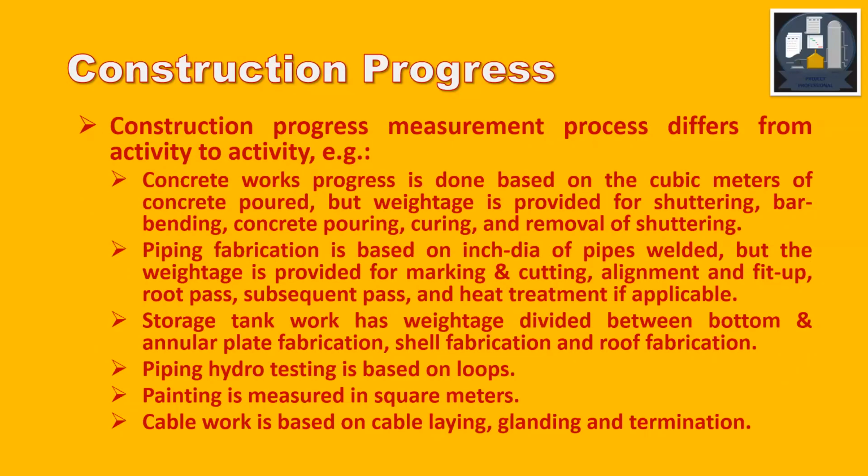Construction progress. Construction progress measurement process differs from activity to activity. For example, in the civil, the concrete work progress is done based on the cubic meter of concrete poured, but weightage is provided for shuttering, bar bending, concrete pouring, curing, and removal of shuttering. These are the total activities for the concrete work.